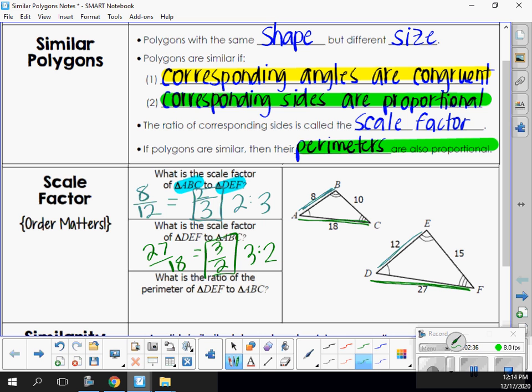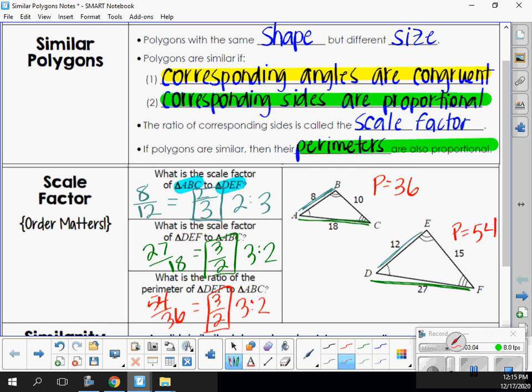If I'm looking at my perimeter, if I find the perimeter of my small triangle, that's just the distance around, so adding them all together, that perimeter is 36. And if I do the perimeter of the larger triangle, it's 54. And I'm going large to small, so I'm going 54 over 36, which would reduce down to 3 over 2. So look at that. It's the same proportion as when I compared my sides, going from the larger to the smaller.